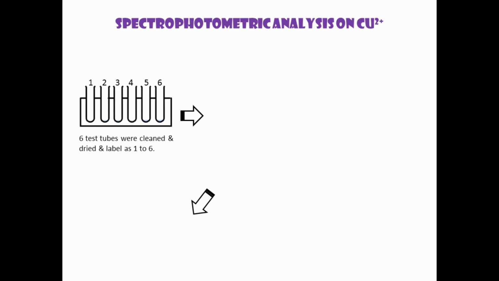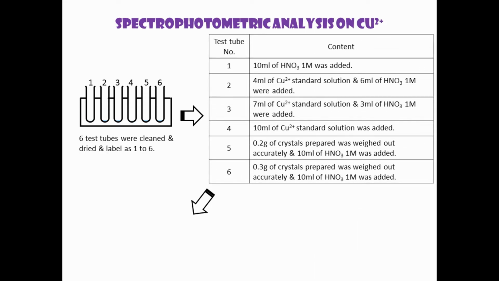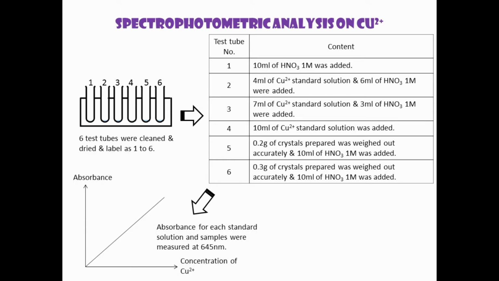Last, spectrophotometric analysis of copper-2 ions. First, 6 test tubes were cleaned and dried and labeled as 1 through 6. A series of standard calibration solutions and sample solutions as shown in the table were prepared. The absorbance for each standard solution and the samples were measured at 645 nanometer.